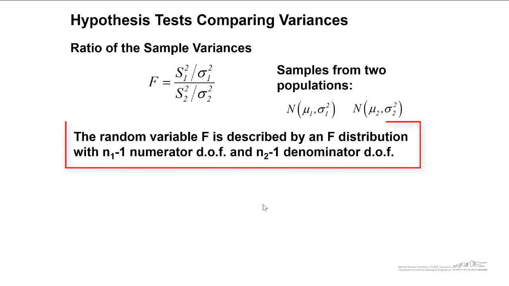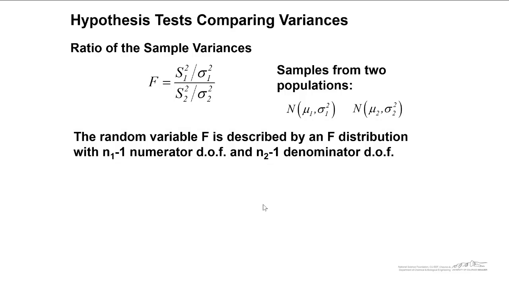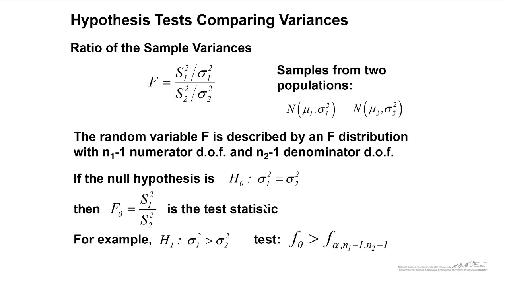The random variable F is described by an F distribution with n1 minus 1 numerator degrees of freedom and n2 minus 1 denominator degrees of freedom. Typically, the null hypothesis is that the variances are equal. If that's the case, then these basically cancel, and our test statistic is just the ratio of the sample variances. And then we can perform a hypothesis test on this.